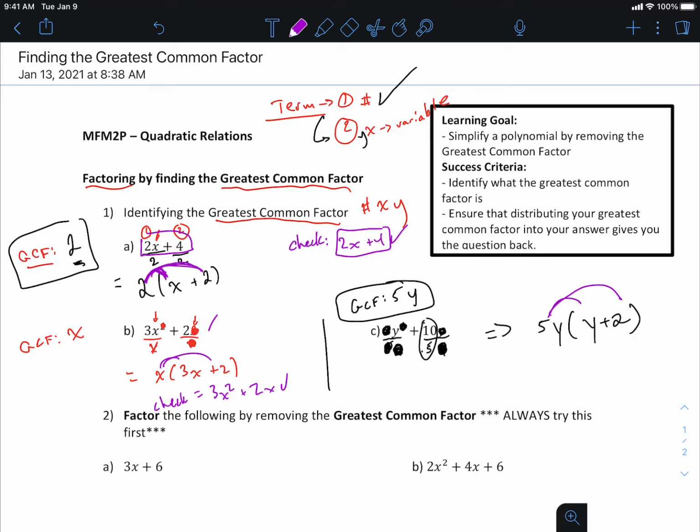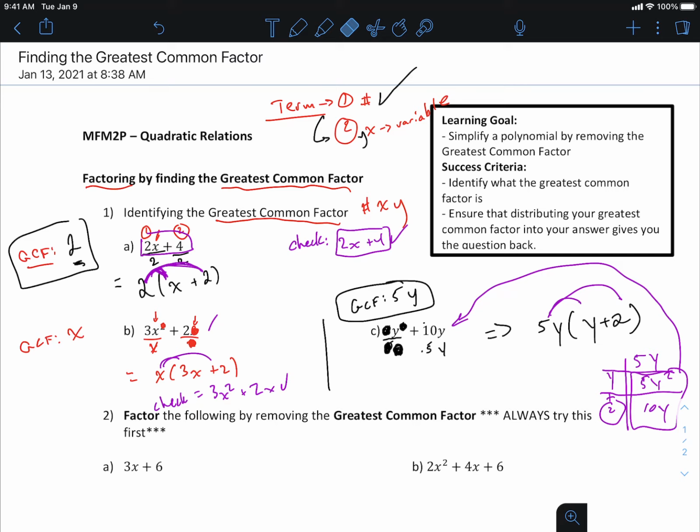Or from yesterday, if you'd like, we could do the table method too. Fill in the table. Y times 5y is going to be 5y squared. 2 times 5y is 10y. That looks like our original question. I know you can't really see it now because of scratched over stuff, but that's our original question, 5y squared plus 10y. Then we know we're right.